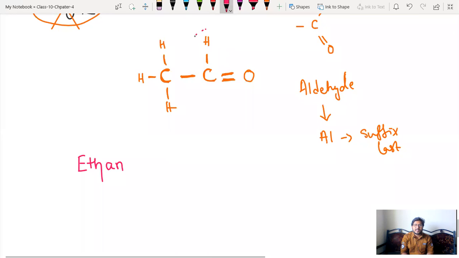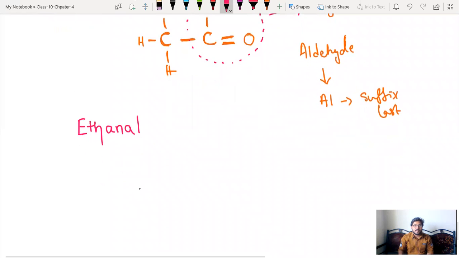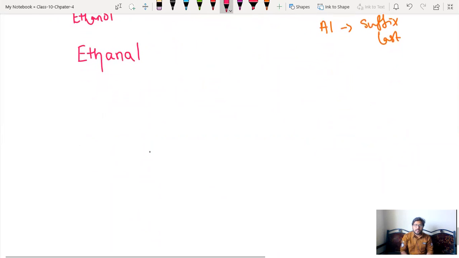Now, what is this structure? This functional group is aldehyde. Aldehyde means Al. It will become Al. So you can call this one ethanal. Ethanol is different. Are you getting it? Ethanol is different.